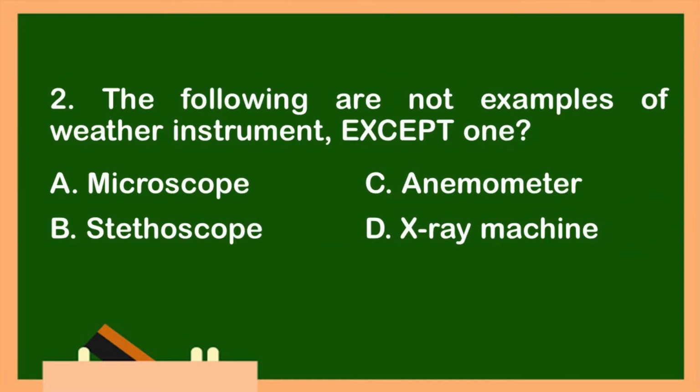Number 2. The following are not examples of weather instrument, except 1. A. Microscope, B. Stethoscope, C. Anemometer, D. X-ray machine. Timer starts now. Time's up! What is your answer? Great! It's letter C, anemometer.